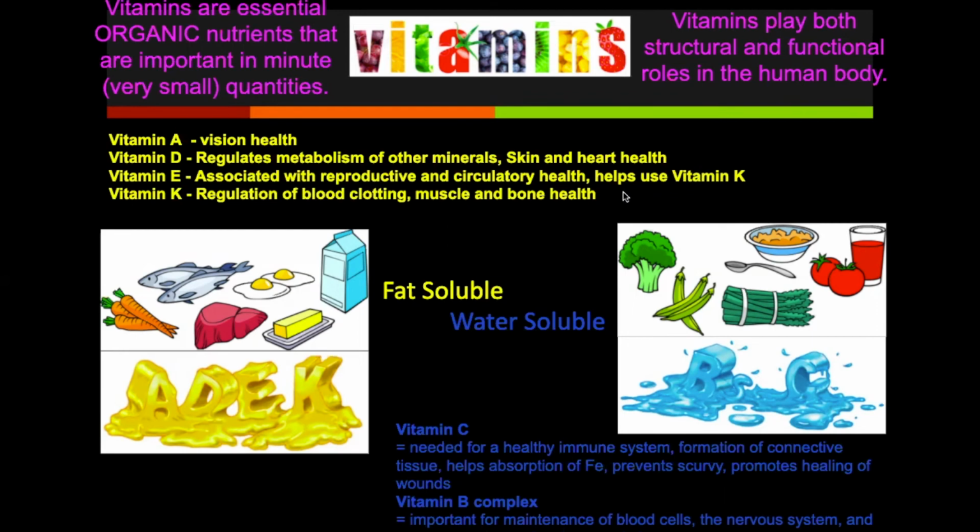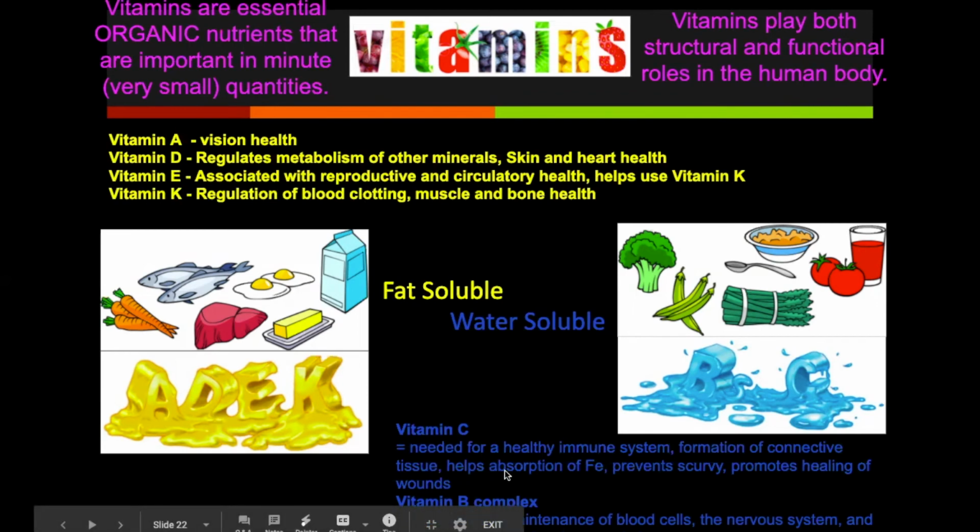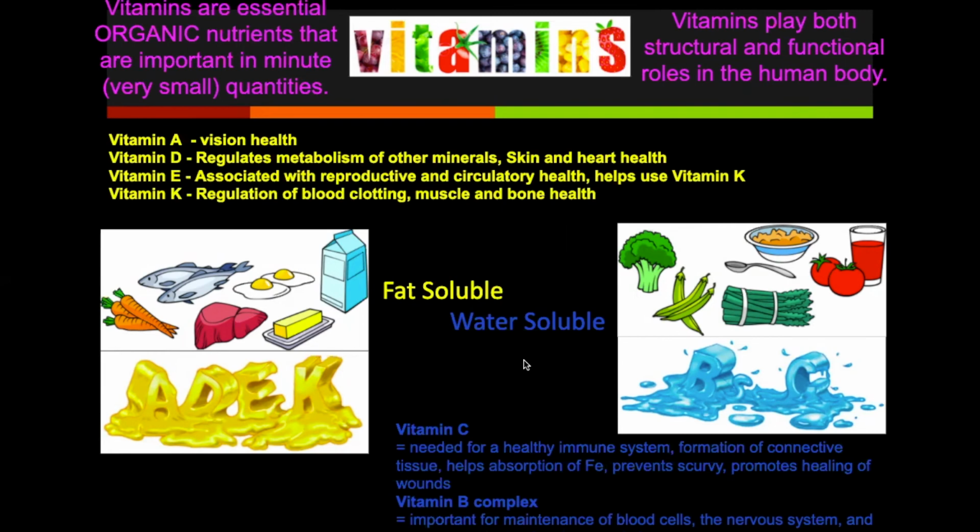Vitamin K is actually processed in your digestive system and has a role in clotting blood and in maintaining healthy muscles and bones. Our water-soluble vitamins are vitamin C and our B complex. When you think about vitamin B, there's B6, B12, B8, there's all kinds of vitamin B. So we call those vitamin B complexes. Those are important for your blood, for your nervous system, energy production, and helping your brain think.